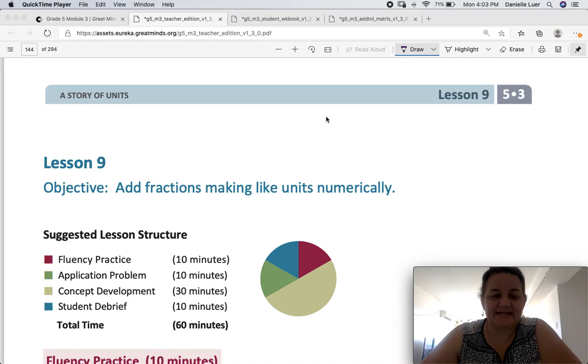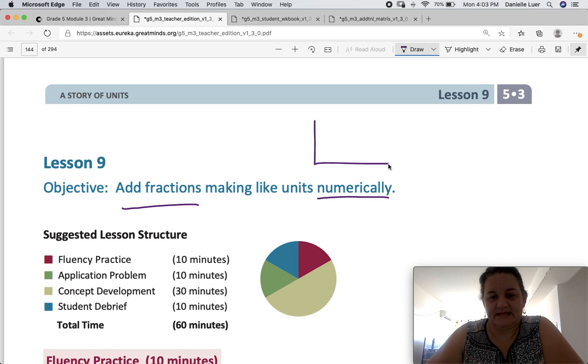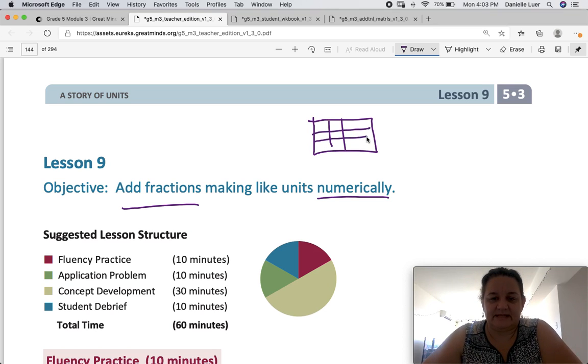Module 3, Lesson 9. We are still adding fractions today. However, our objective is to add fractions making like units numerically. What we have been using is our area model to make fractions. Now we're going to start using a standard algorithm, so we're going to do it with numbers instead of with models. But we'll ease into that slowly.